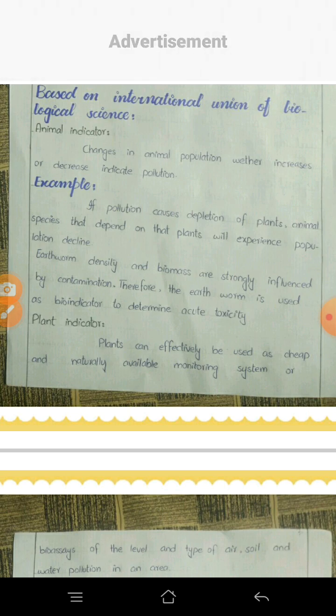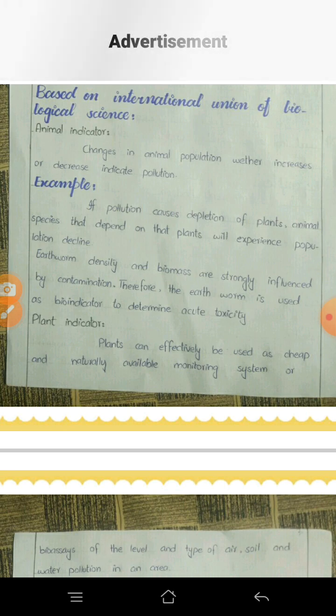And one more example we will see. Earthworm density and biomass are strongly influenced by environmental conditions. They can also be influenced by contamination. Therefore, the earthworm is used as a bioindicator to determine acute toxicity. They have the ability to detect contamination, so we can use it as a bioindicator.